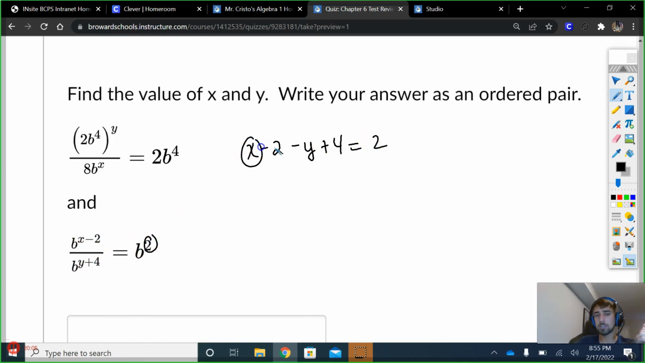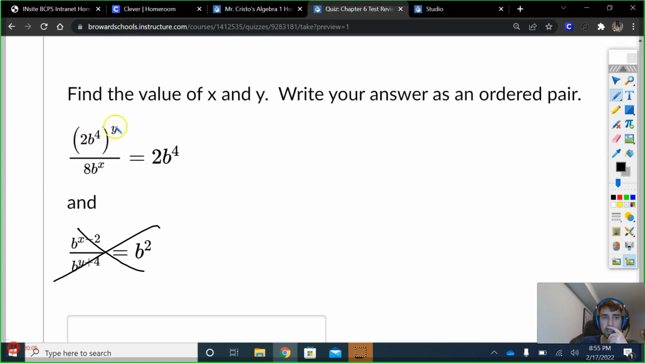Have you ever learned how to solve for two variables at the same exact time? Because I haven't taught that in my class. So that bottom one is honestly completely useless right now. I'm going to have to work with this one. So let me start simplifying the top one. This y is going to go here and it's going to go here. That means the 2 is going to have an exponent of y. The b is going to have an exponent of 4 times y. And then the bottom stays the same.